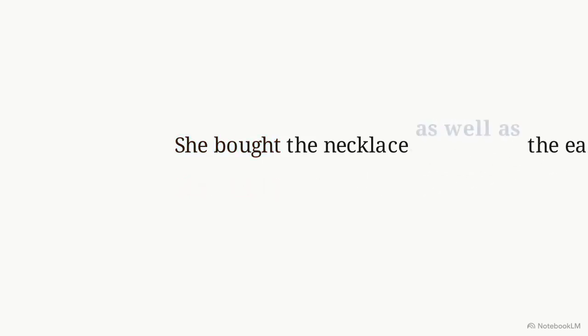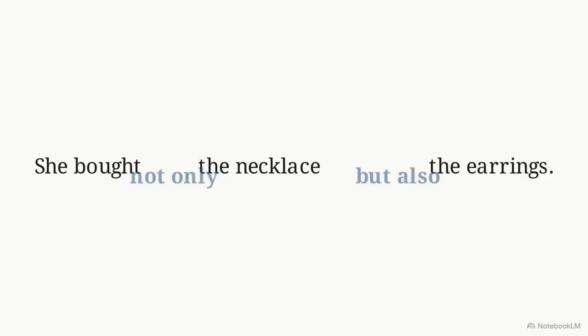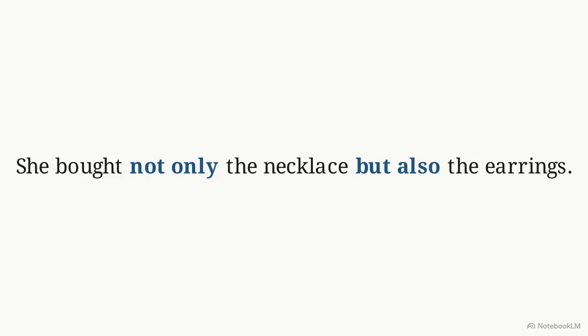Instead of repeating the subject and the verb, we remove the period. The redundant she bought is erased, and as well as locks in as a direct bridge between the 2 objects. She bought the necklace as well as the earrings. This functions as a direct grammatical equivalent to known correlative conjunctions. It does the exact same work as saying, she bought not only the necklace, but also the earrings.